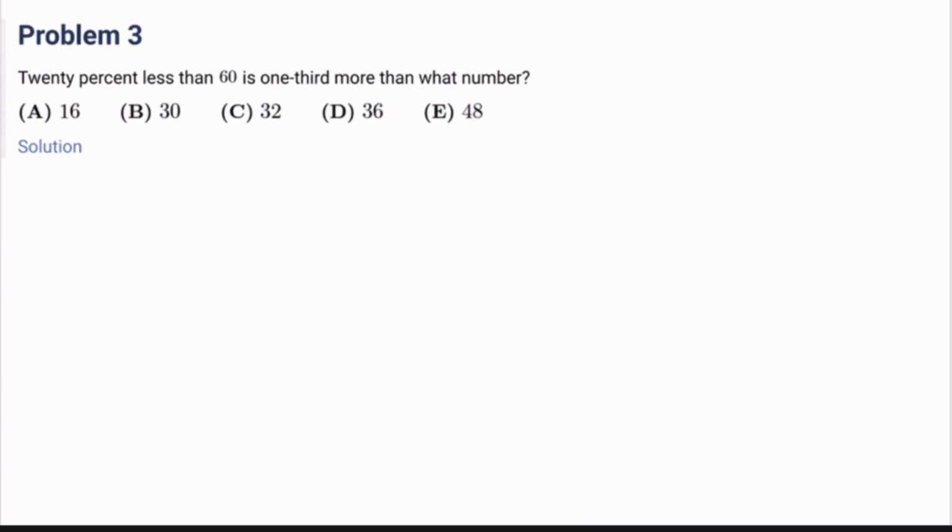Number 3, 20% less than 60 is 1/3 more than one number. Okay, so we have 60, and we have 20% less, so 80% of that, and then it equals 1/3 more than, so it's 4 over 3 times something. So we know that we can erase this 4, and this is going to become 12, and then to get this away, we can multiply by 3, so this is going to be equal to 36, it's D.